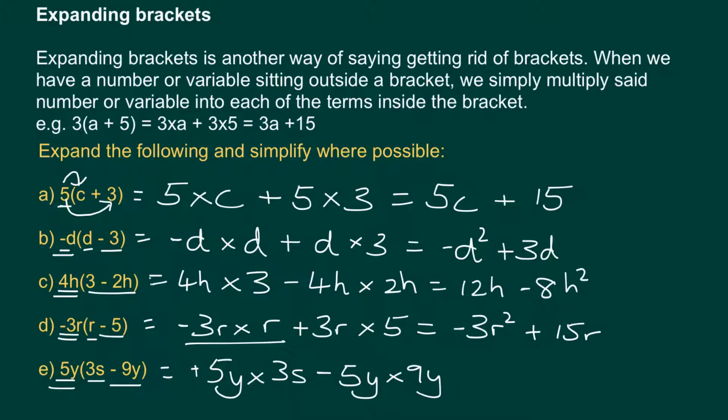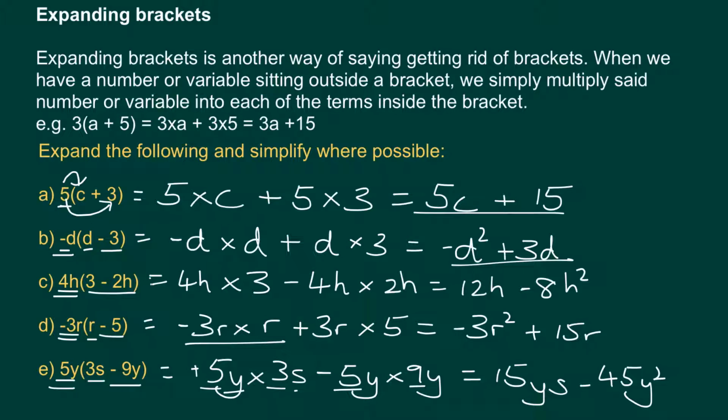So we have 5 times 3, which is 15, and y times s, which is simply ys. Then we have a takeaway. So we have 5 times 9, which is 45. And then y times y, which gives us y squared. So expanding brackets, as you can notice, we start off with brackets and expanding them effectively helps us get rid of the brackets. So if you look at each of the answers, we no longer have any brackets in them because we have expanded them.